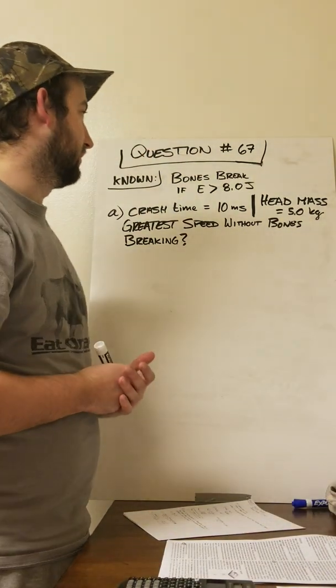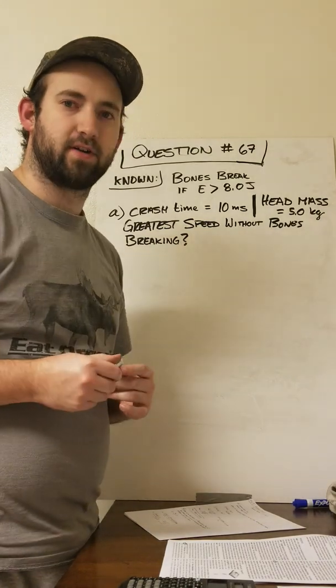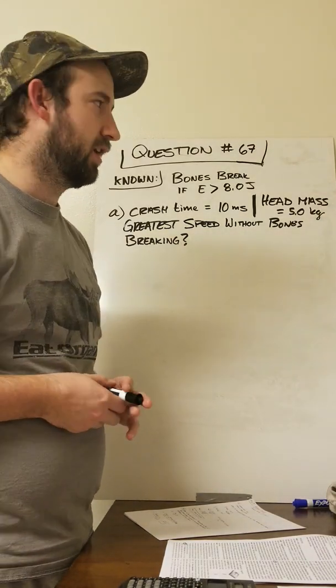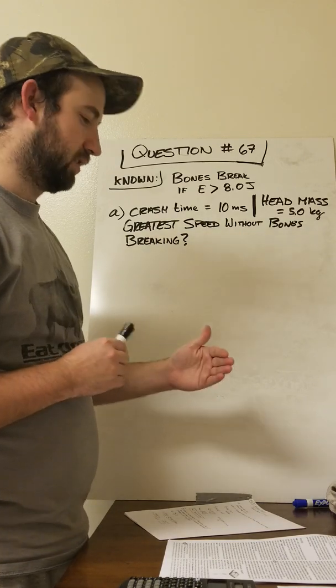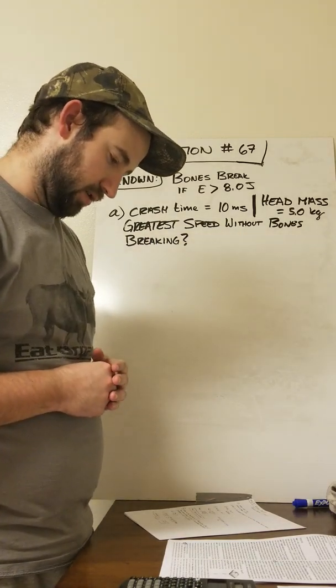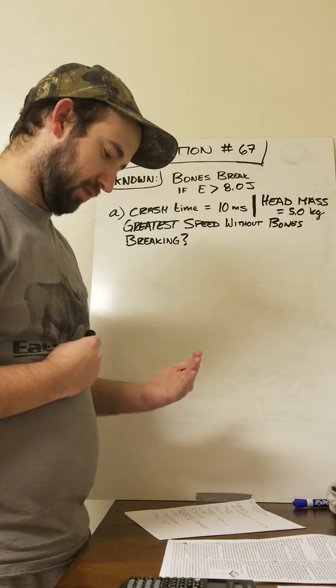Hi everyone, I'm going to be going over question 67 from the chapter 6 bingo questions. And this problem is talking about someone getting rear-ended in a car and the whiplash that happens.